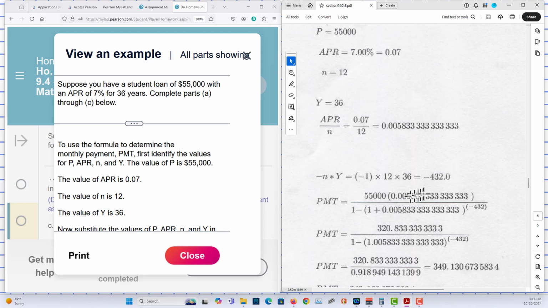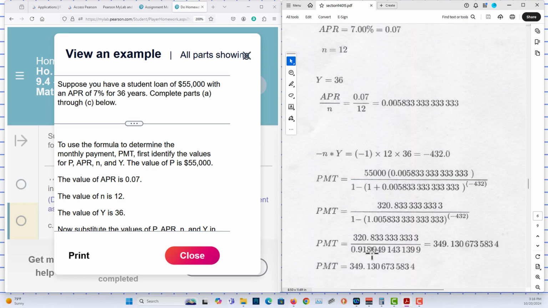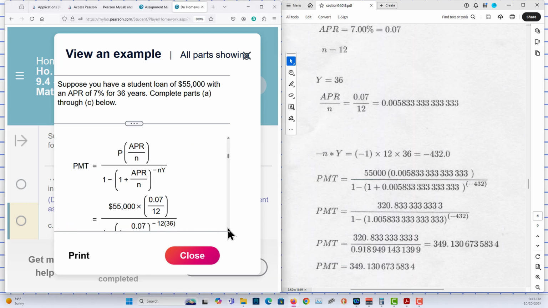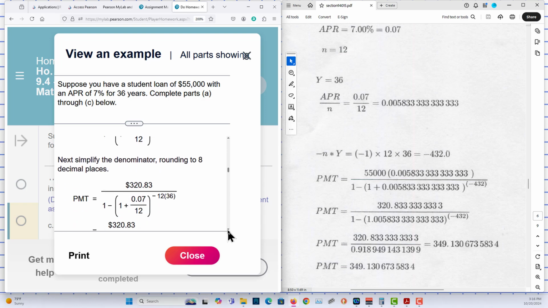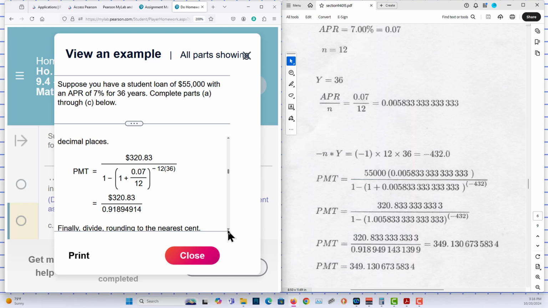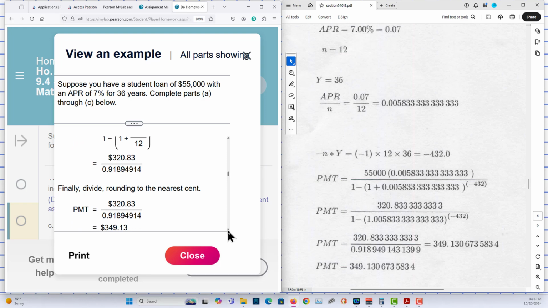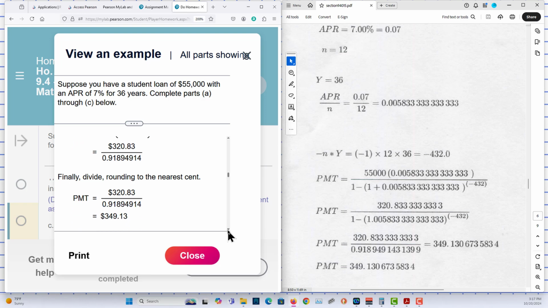And we simplify a numerator, get one value, simplify a denominator, add these two together inside parentheses, and I raise it to the negative 432 power, and I have 1 minus all that. And it gives me that number here. And I divide them out, and my payment is $349.13. Okay, that's what they have there.